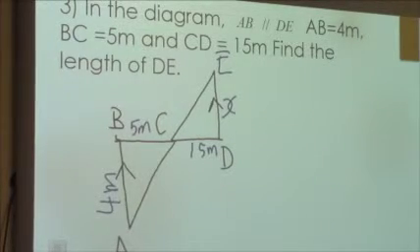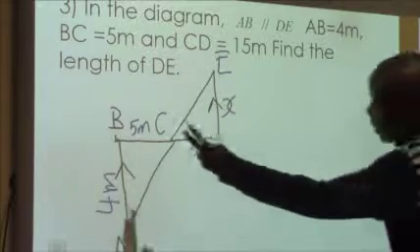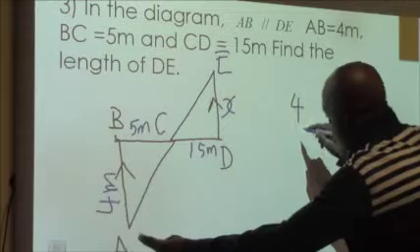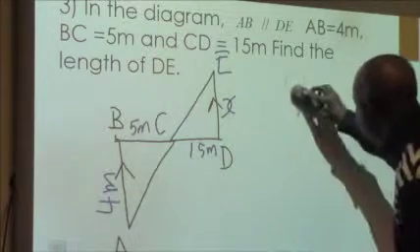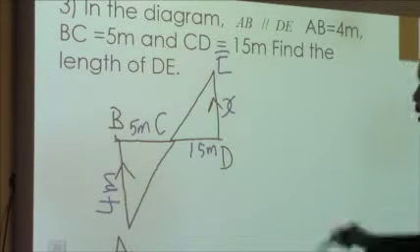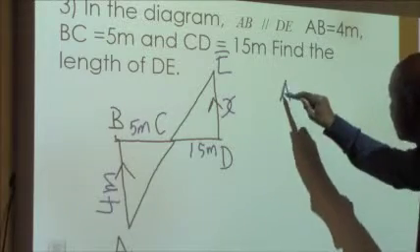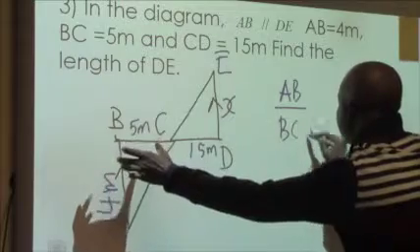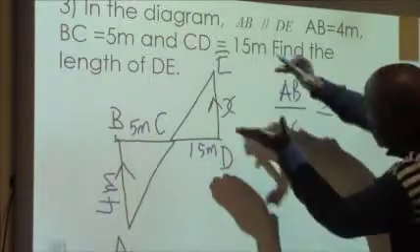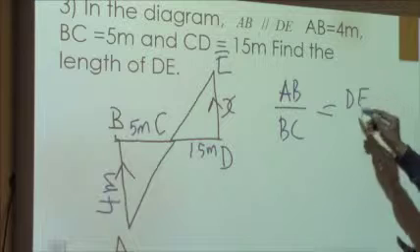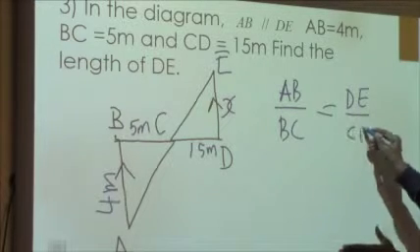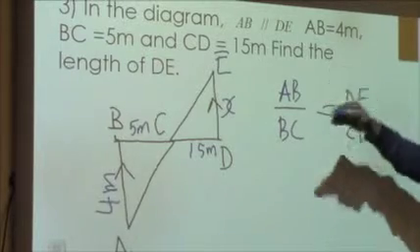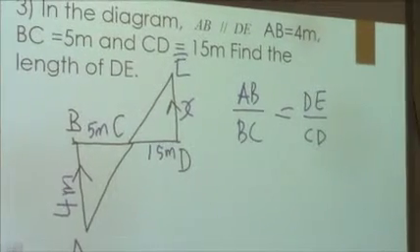So let's set up a proportion. No, let me set up a proportional statement first. I'm going to say AB is proportional to BC as DE is proportional to CD. And I could do it all the way around, like BC to AB and the rest of it.